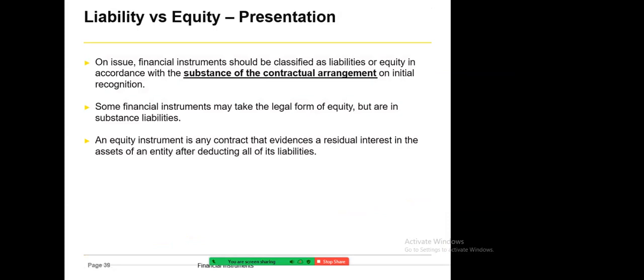Now, coming on to your liability or equity representation. Liability or equity representation means, if there is any combined instrument which has a liability and equity portion both, how will the presentation be done? A financial instrument shall be classified as liability or equity in accordance with the substance of that contractual arrangement. Some financial instruments may take the legal form of equity, but are in substance liability. An equity instrument is any contract that evidences a residual interest in the assets after deducting all liabilities.